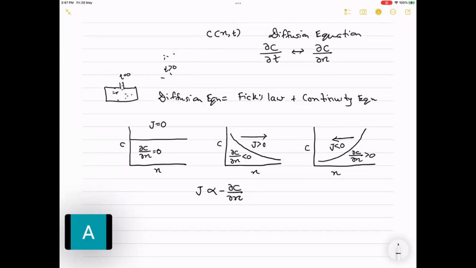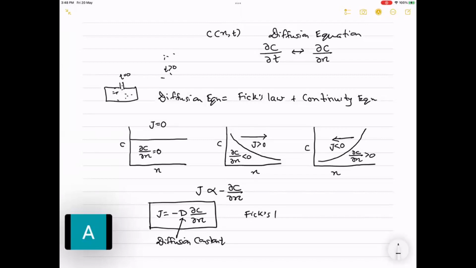Now, whenever we have a symbol of proportionality, we replace it with a constant. And we put this constant as D. Here in this case, D is called the diffusion constant or diffusion coefficient. Now, this is what is called Fick's law. So, without any reverse mathematics, I gave you the expression for Fick's law.